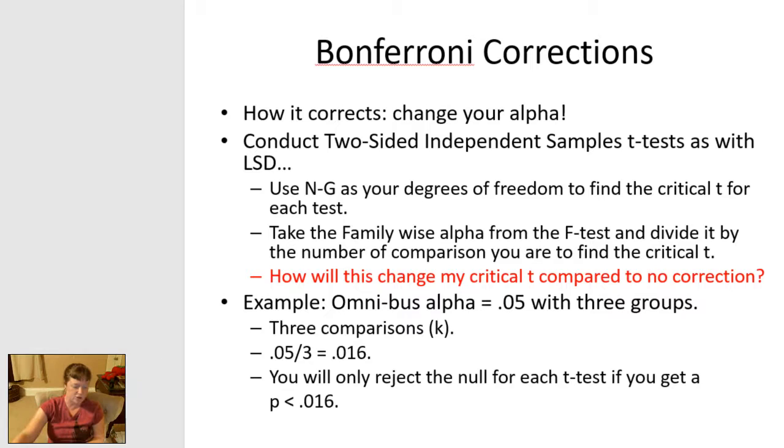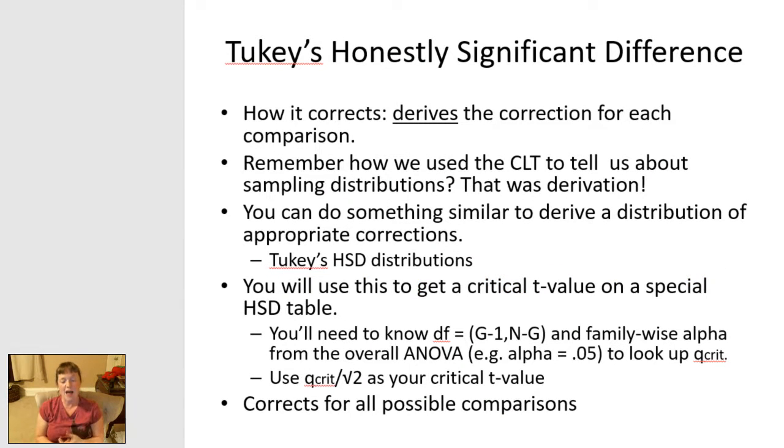So then there's Tukey's honestly significant difference, where it actually derives the correct critical value. And remember back from the central limit theorem, how that was actually a derived relationship about sampling distributions. Well, Tukey's HSD is just that too. It derives a Tukey's HSD set of distributions. We're not actually going to do that in here because your book doesn't cover Tukey's. And in order to do a Tukey's honestly significant difference, you need this thing called the Q-crit table that allows you to look up the appropriate critical value.